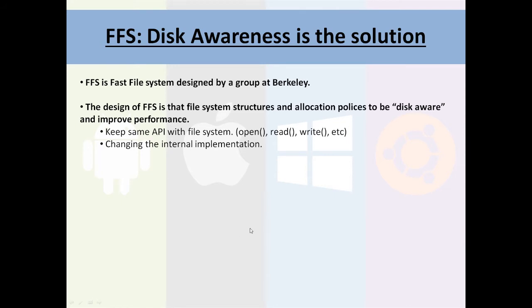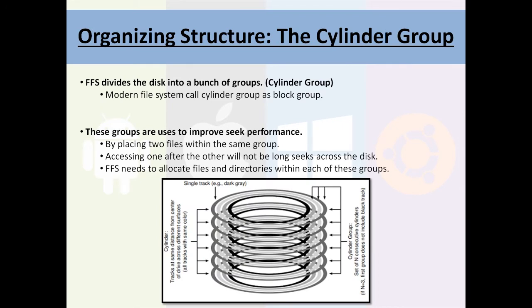Now, what do I mean by disk aware? They wanted to take into consideration the structure and layout of the physical disk, so where files should be stored and allocated mattered, meaning where they were physically on the disk. And they also wanted to keep the same API, like the open, read, write, and close functions. All they wanted to do was change the internal implementation of the file system. And that's what they did.